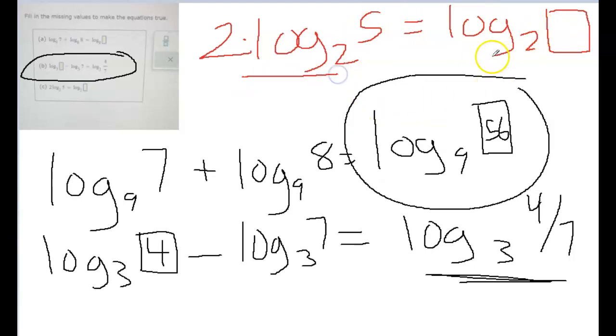So log base 2 with the number multiplied in front, I could rewrite that as that value 5 to the second power. Whatever is being multiplied in front can be written as an exponent on the inside, or anytime there's an exponent on the inside, you could remove that exponent and write it back in the front as multiplication.